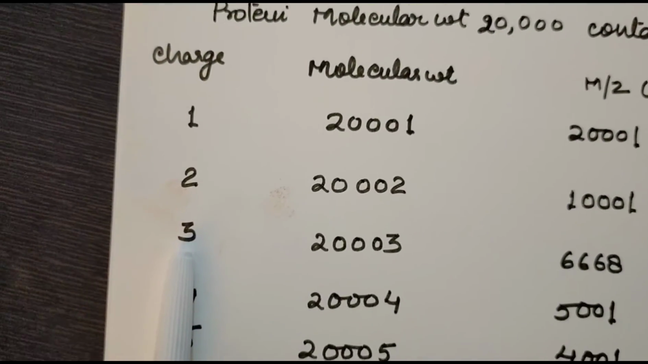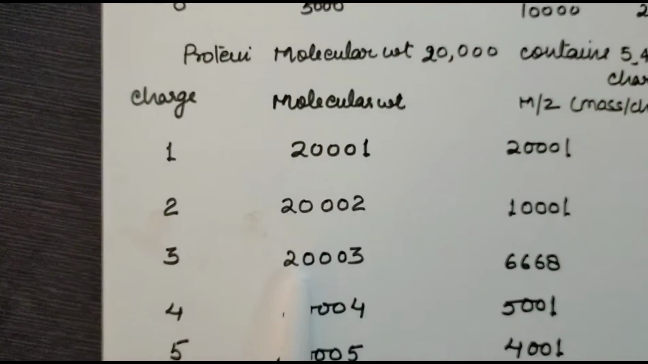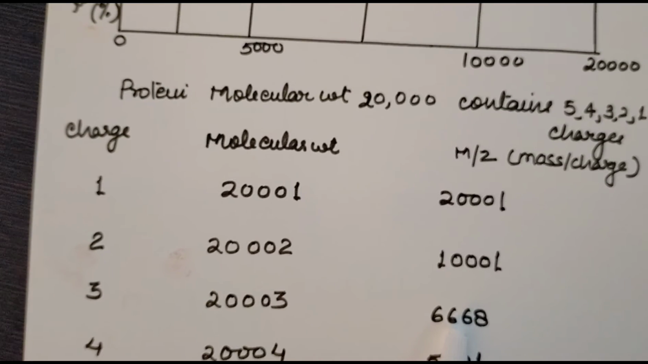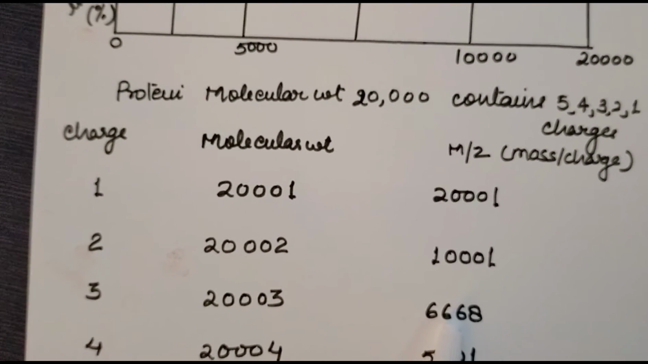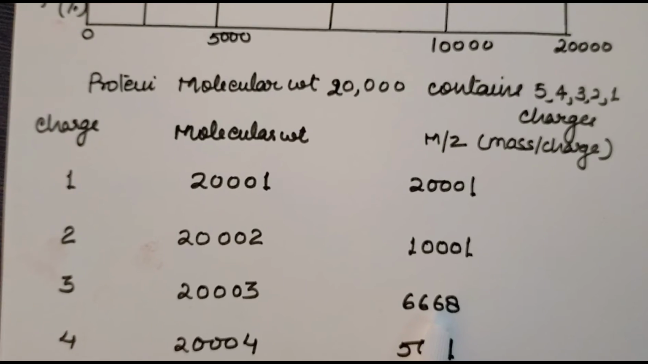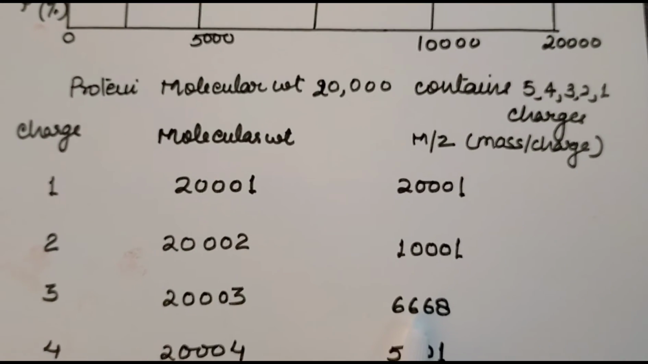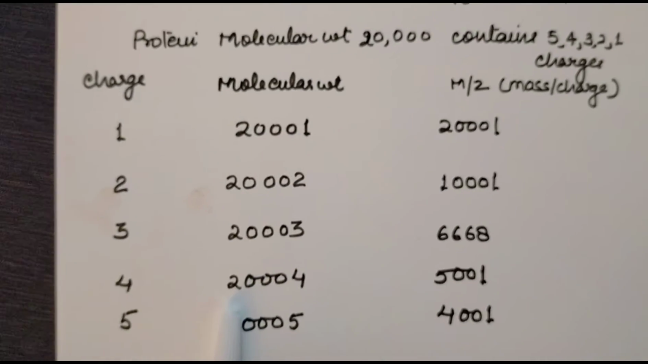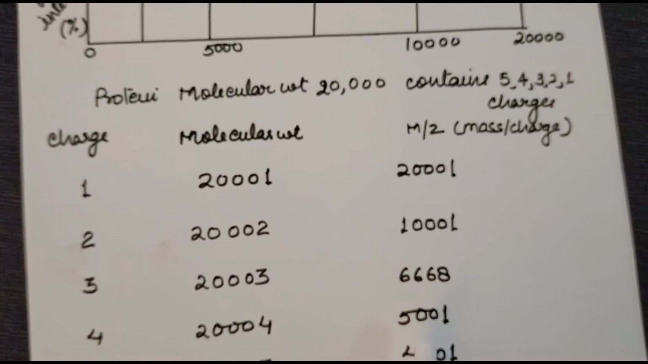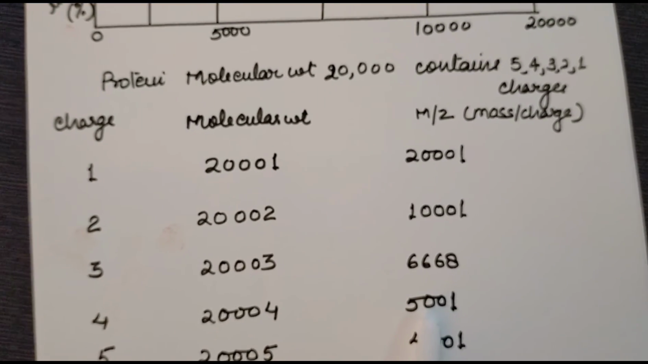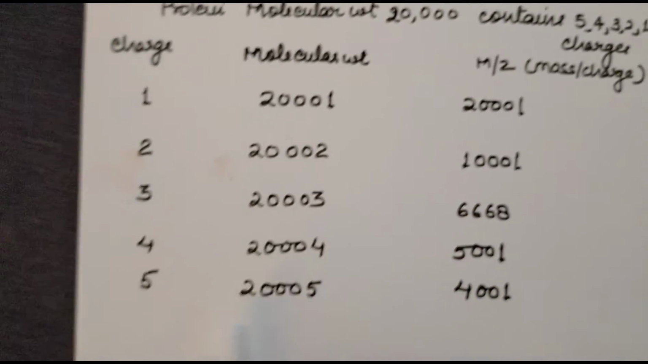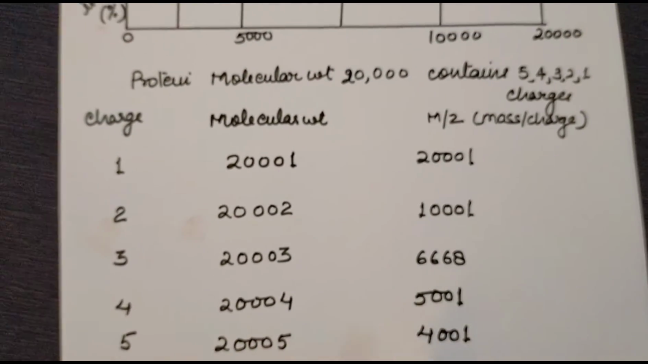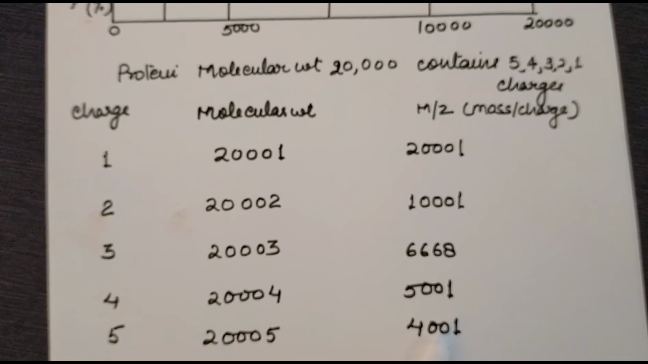In the case of 3 charges, the molecular weight will be 20,003, and the mass-to-charge ratio will be 20,003 upon 3, which equals 6,668. Now for 4 charges, the molecular weight is 20,004 and the mass-to-charge ratio will be 20,004 upon 4, which is 5,001. Then for 5 charges, the molecular weight will be 20,005 and the mass-to-charge ratio will be 4,001.